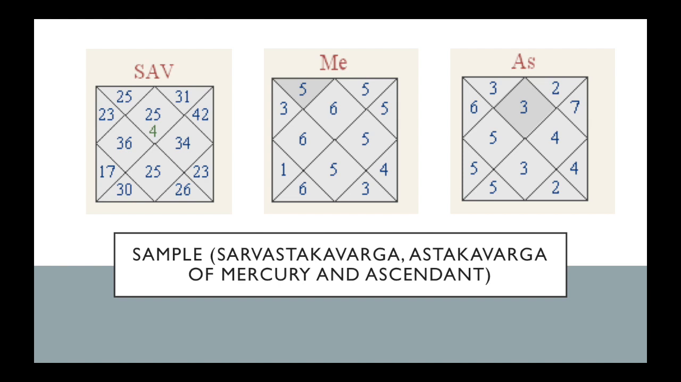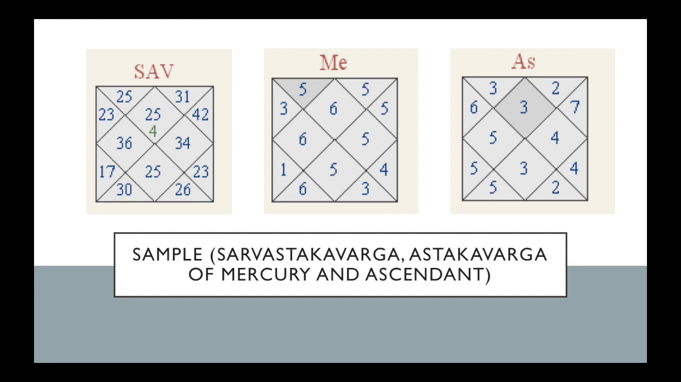So whenever you look into a chart, you will see each house has been given some points, the Sarvashtakavarga chart. Say for example, the fourth house has 40 points, the fifth house has 30 points, the seventh house has 18 points, the ninth house has 22 points, the 11th house has 45 points, and so on. When you calculate all these points of all the 12 houses, it will come to 337.